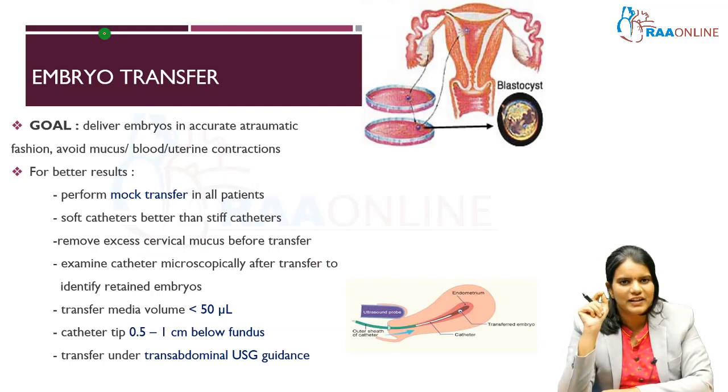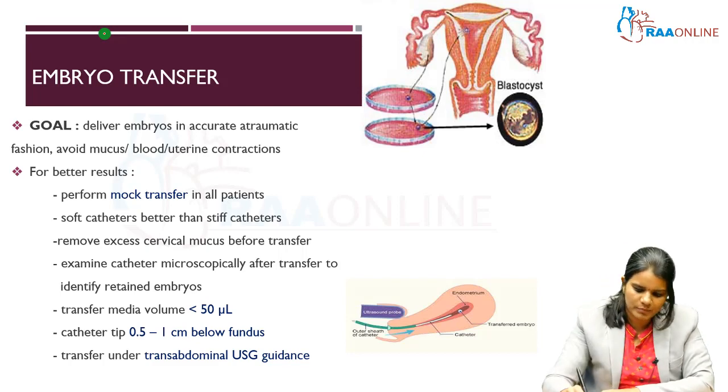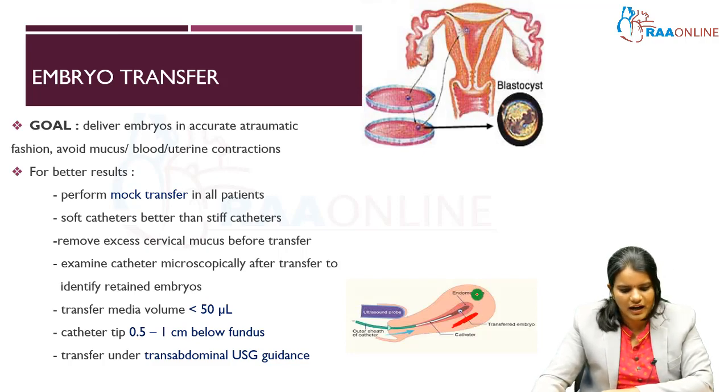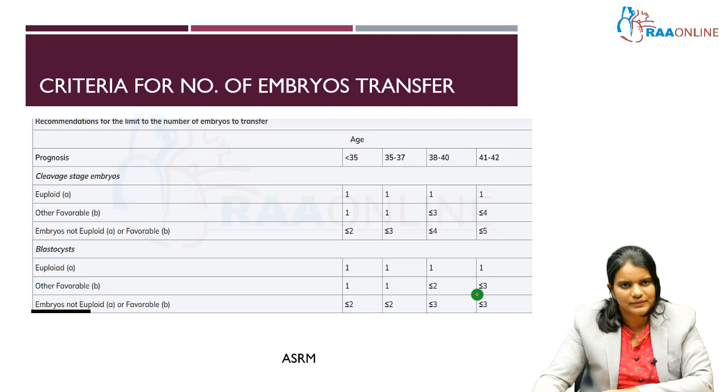The goal is to deliver embryos in an accurate atraumatic fashion to avoid the mucus, blood or uterine contractions. For better results, you perform mock transfer in all the patients. Soft catheter is better than the stiff catheters. Remove excessive cervical mucus before the transfer. Examine the catheter microscopically. Transfer media volume less than 50 microliters. Catheter tip should be 0.5 to 1 centimeter from the fundus, and transfer it under transabdominal ultrasound guidance.